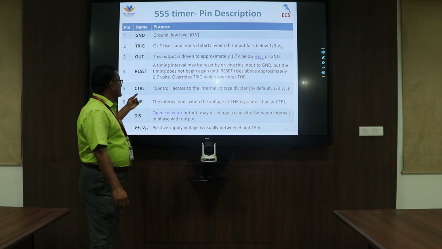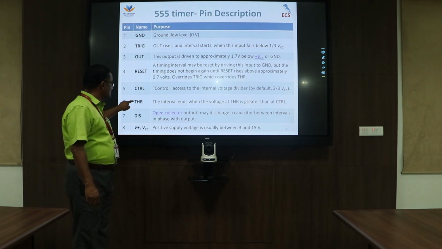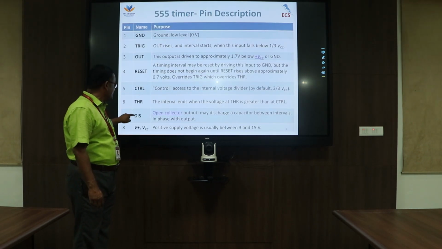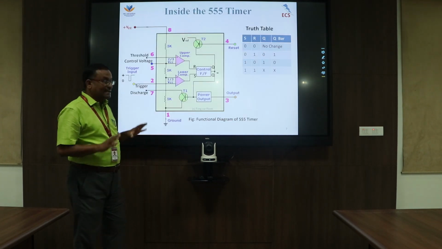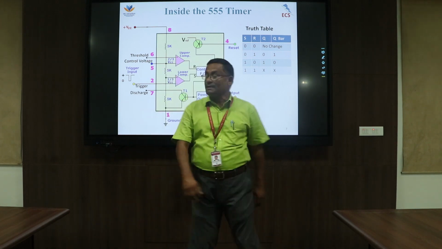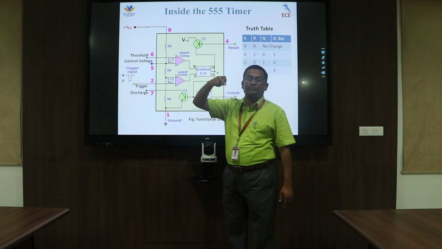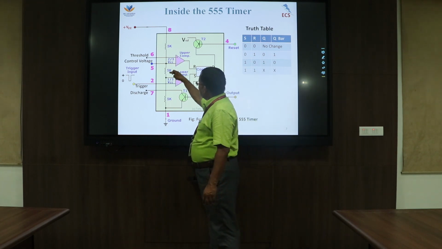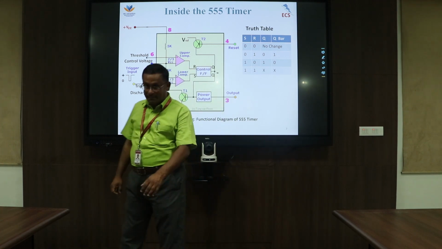VCC terminal, and this is a control voltage. This is a threshold, and we have a discharge, and we have a plus VCC. And if you look at the internal diagram of an IC555 timer, it has three 5K resistors, as I told you earlier, and the three 5K resistors are connected in series. So this is called an IC555 timer.